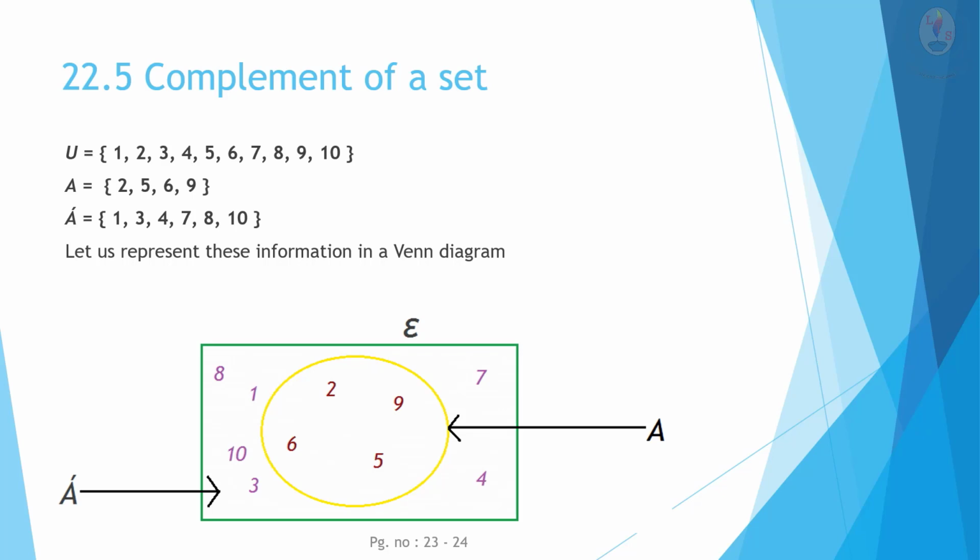Let us represent this information in a Venn diagram. Firstly, you have to draw the rectangle to represent the universal set and put the symbol of the universal set. After that, draw a circle as a subset and name it as A and include the elements of set A, 2, 5, 6, 9 inside of this circle. After that, you can include the elements of A dash inside of the rectangle but outside of the circle.